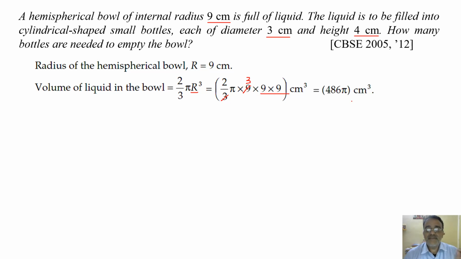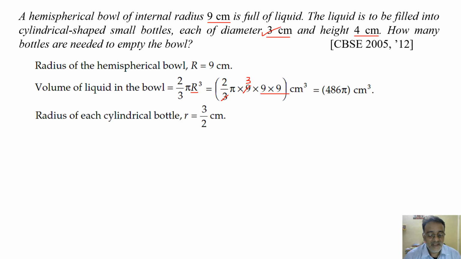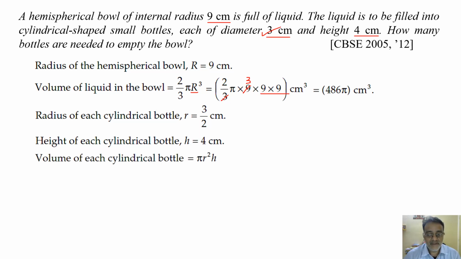नाउ द रेडियस ऑफ ईच सिलेंड्रिकल बोतल विल बी 3/2, क्योंकि डायमीटर 3 दिया हुआ है, एंड हाइट 4 centimeter it is given. Right? So volume of each cylindrical bottle will be pi r square. Pi को नहीं substitute करेंगे. 3/2 into 3/2 into 4. So 2 2 4 से cancel कर सकते हैं. We are getting 9 pi centimeter cube.